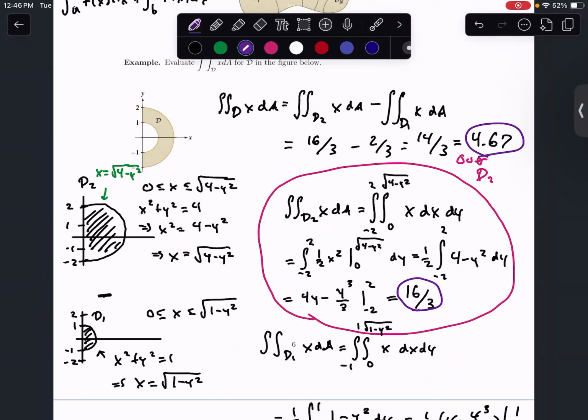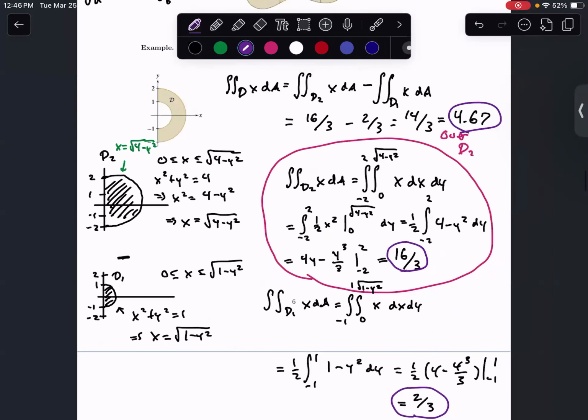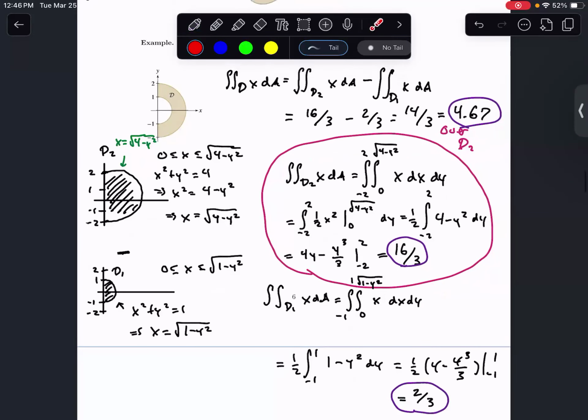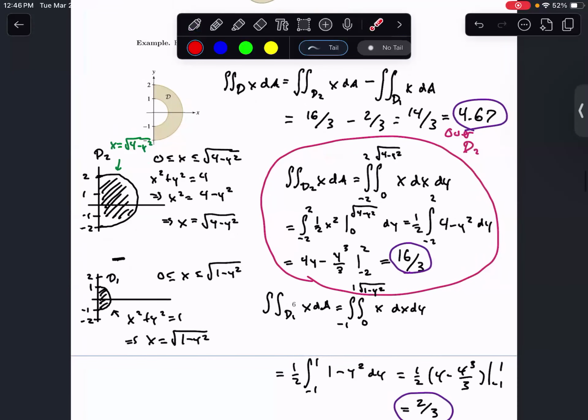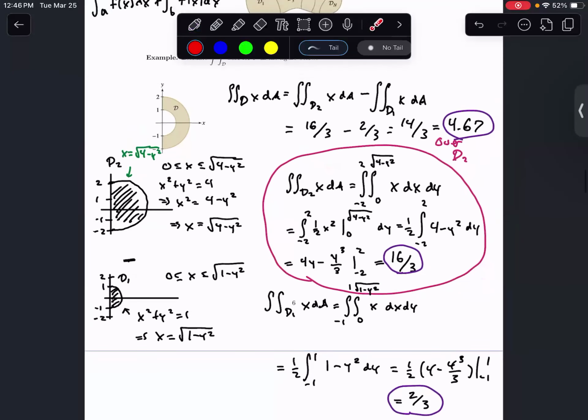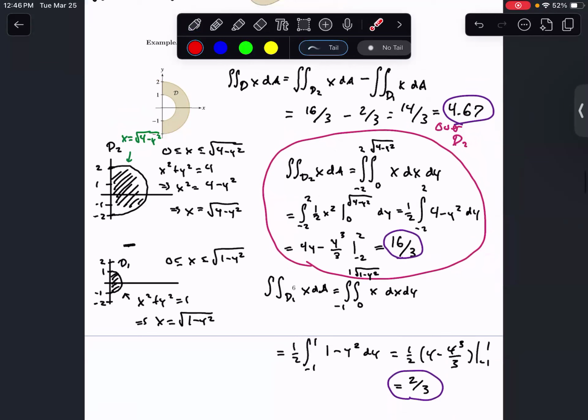So if you know how to do this problem, like setting up the integrals for this problem, you're in good shape with respect to these double integrals. Eventually, next class, we're going to be going into triple integrals, which makes things a little bit more difficult. But if you know how to do this, you're pretty good with respect to double integrals, is what I would say. Any questions about this example before we finish class?